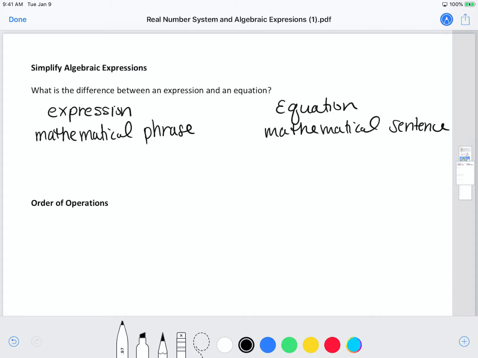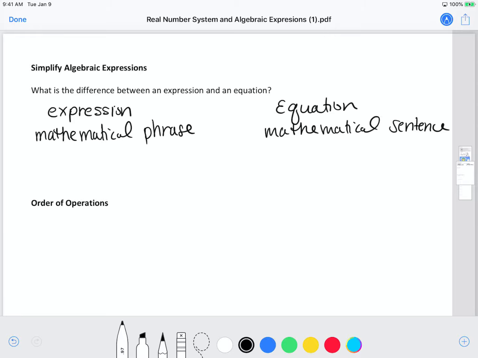In English, we have phrases and we have sentences. Okay, a phrase is just a portion of a sentence. So, for example, a phrase might be something like "the black cat." That's a phrase. That's not a complete thought. A sentence is a complete thought. "A black cat just crossed my path." That is a complete sentence.